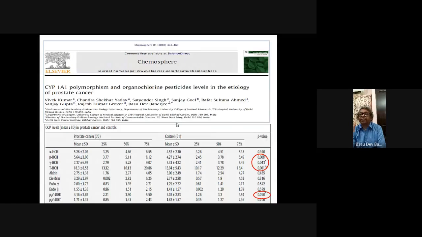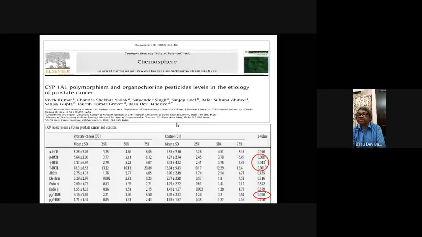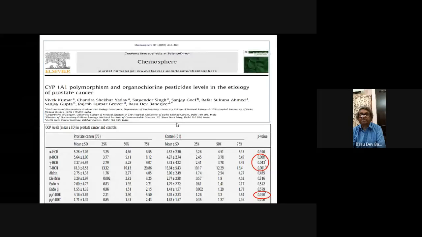Vivek also proved, in his PhD thesis work, that beta ICH and DD presence is responsible for the etiology of prostate cancer. Earlier we did not know this, and the etiology of cancer is a very important topic in cases where it is non-genetic. So what is responsible for such markers?